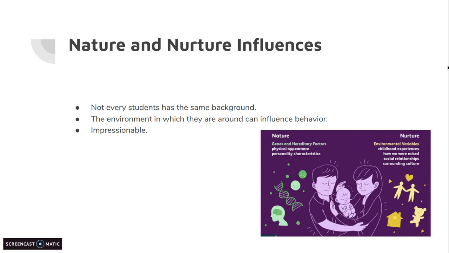Nature and nurture influences. Not every student has the same background, and the environment they are around can influence the behavior, and they're very impressionable. My school district is a Title One school, so a lot of the students are lower income and aren't used to having both parents at home or having someone to look up to as a positive role model. So they use the influences around them, and some of them use the influences around school to be effective and try to figure out who they are.